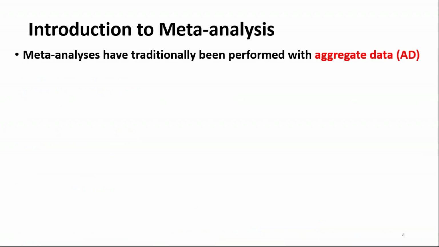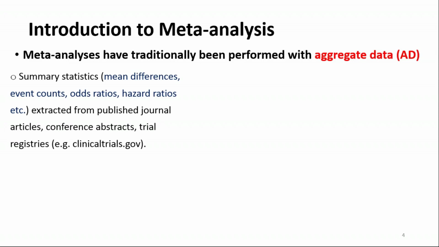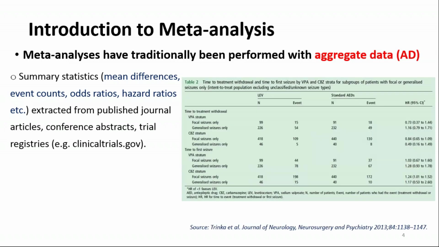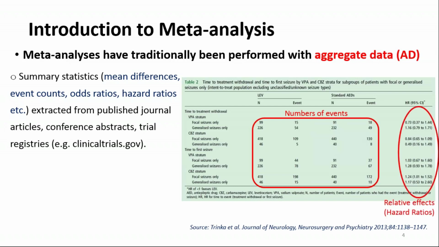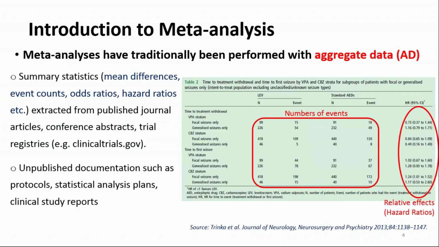Traditionally, meta-analyses have been performed using aggregate data. And by aggregate data, I mean summary statistics such as mean differences, event counts, odds ratios, hazard ratios, risk ratios, and so on, which are extracted from published journal articles, conference abstracts, trial registries, and so on. So, for example, you may find a table that looks like this within a journal article. You can extract, for example, numbers of events. You may extract relative effect sizes, such as in this case, hazard ratios, to include within your meta-analysis.